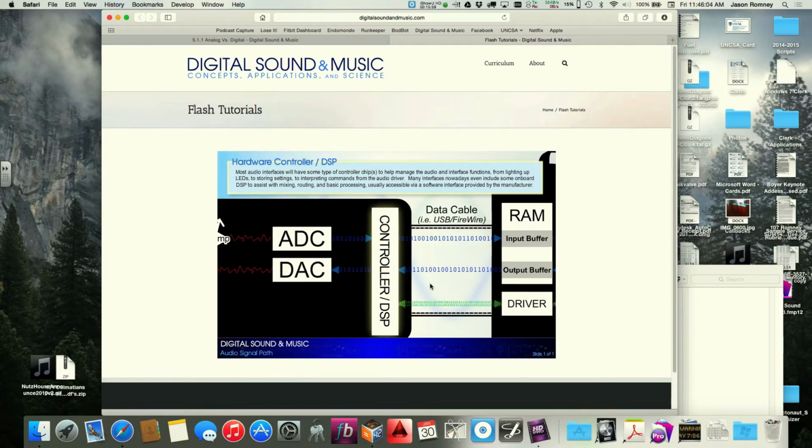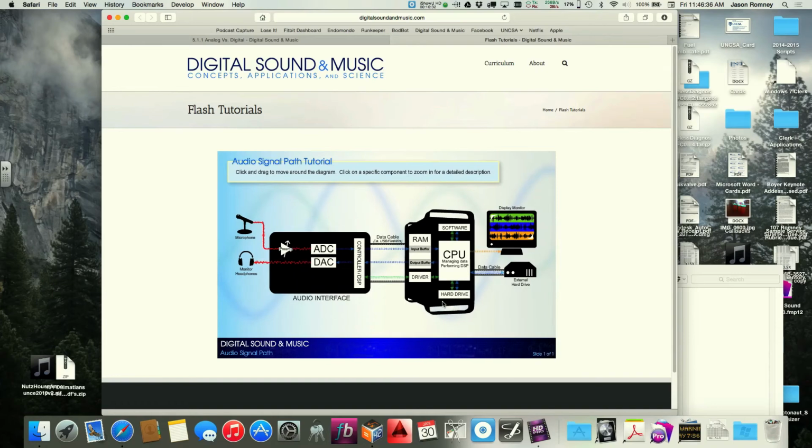There's some interfaces where you could be applying EQ or reverb inside of the interface before it ever goes into the computer, for example. That's all possible. It's not recommended because once you do that in the interface, then you can't undo it later in the computer. But it is possible to do that. Okay, so ultimately the controller chip is going to figure out how to get that data to travel down this data cable, which is the green stream, into the computer.